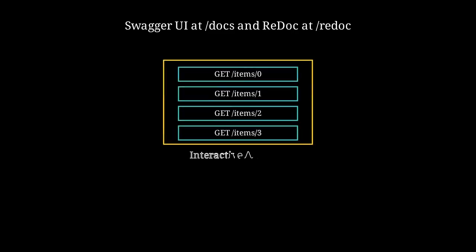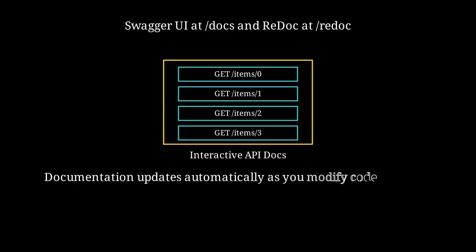One of FastAPI's most powerful features is automatic interactive documentation. FastAPI automatically generates interactive API documentation at /docs using Swagger UI and /redoc using ReDoc. The documentation is interactive, allowing you to test endpoints directly from your browser without any additional tools. The best part is that documentation updates automatically whenever you modify your code, always staying in sync.